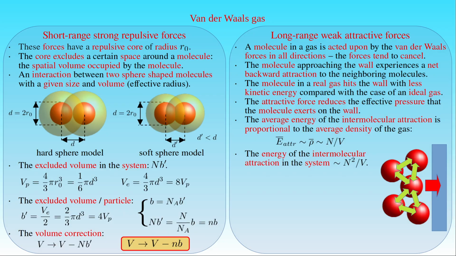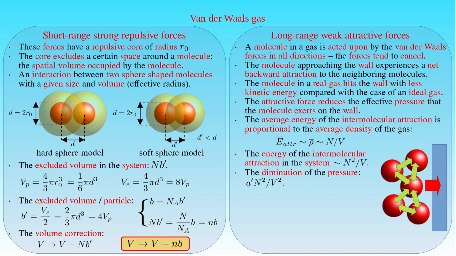As a result, the diminution of the pressure proportional to the number of interacting pairs of molecules at the wall is also proportional to the total energy of attraction for all the molecules per unit volume, that is to A prime times the square of the number of the molecules N per the square of the volume V.